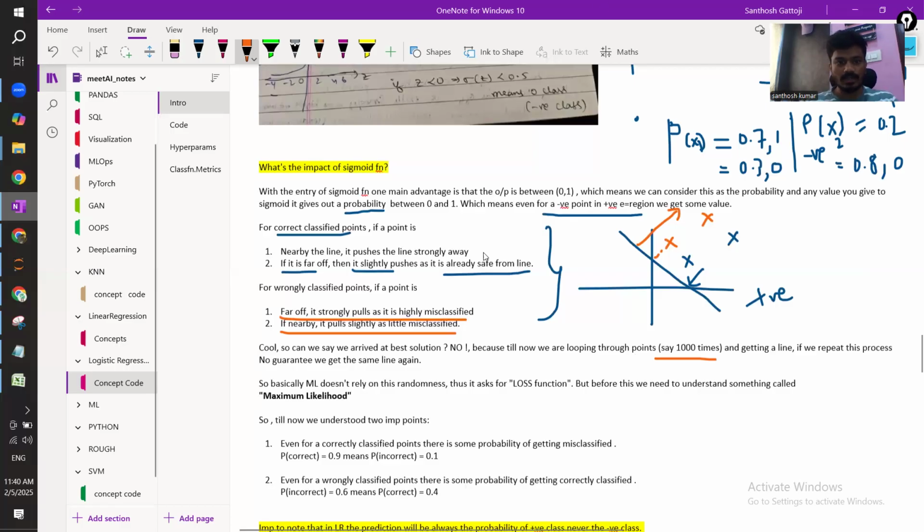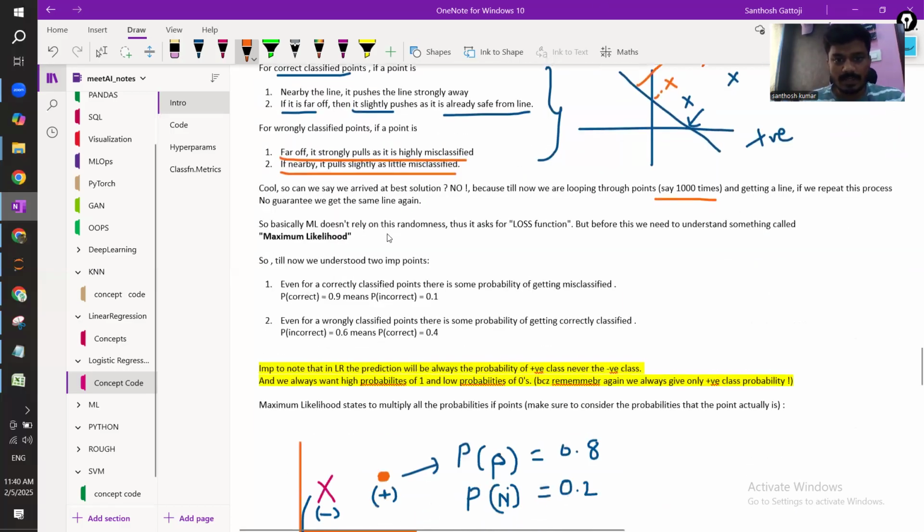So basically, as I said, ML will not rely on this randomness. What it will do is ask for some loss function. But to understand the loss function, we need to slightly divert and understand a few concepts. We'll understand those two, three small concepts, and then we'll come back and get the loss function. One is maximum likelihood.